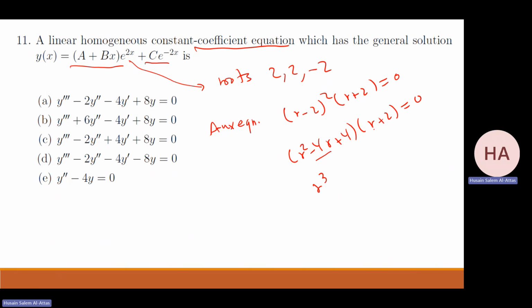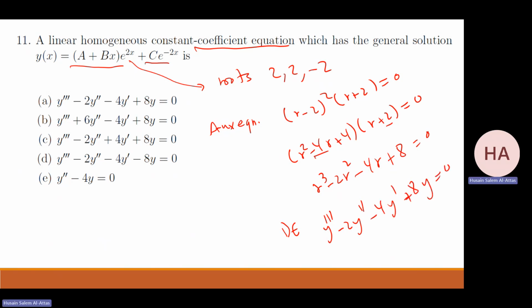So you have r cubed, you have minus 4r squared plus 2r squared, that will be minus 2r squared. Concerning r, I have what? This times this minus 8 plus 4r, that will be minus 4r. 4 times 2, that will be minus 8 equals 0. So it will be the differential equation, third derivative, minus 2 times second derivative, minus 4 times first derivative, minus 8y equals 0.